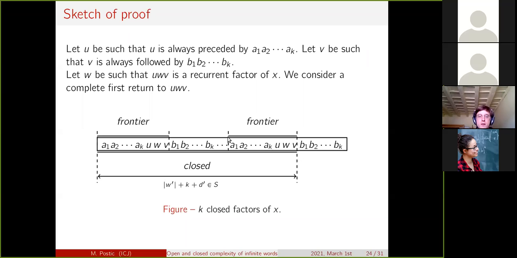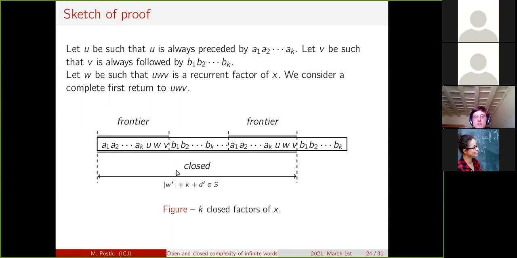Okay, and the thing is that this is not possible because this would allow you to construct too many closed factors. And indeed, this factor here, starting at the a1 here and ending at the end of the v here, is a closed factor, because if you look at the frontier, the prefix a1, a2, ..., which ends at the end of v here, occurs both as a prefix and as a suffix. And I'm saying that it's not occurring internally, because if it was occurring somewhere in the middle, then you would need to have uwv somewhere in the middle, but we chose the word to be such that uwv does not occur in the middle.